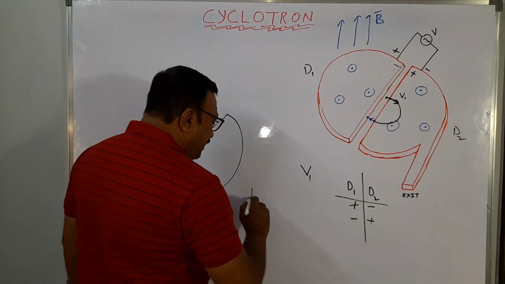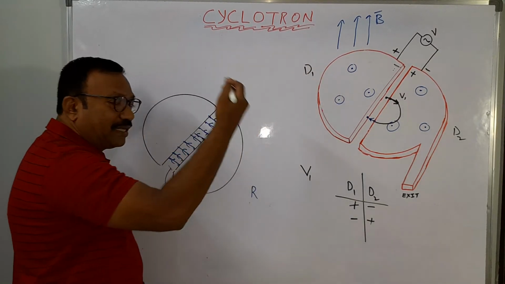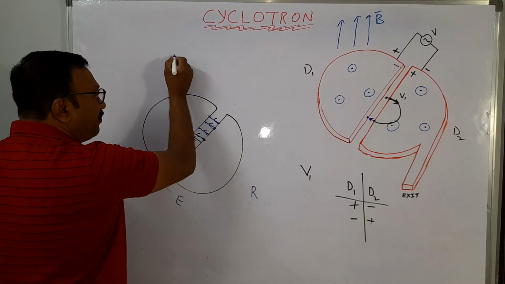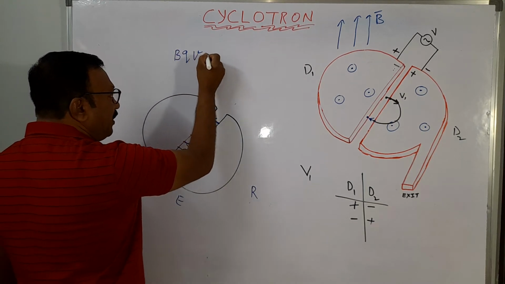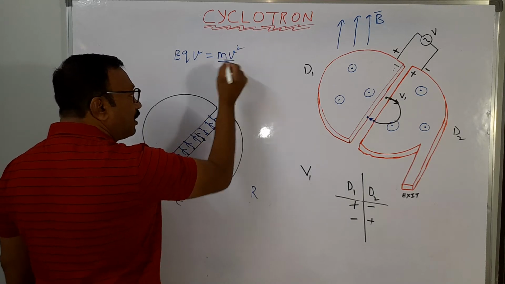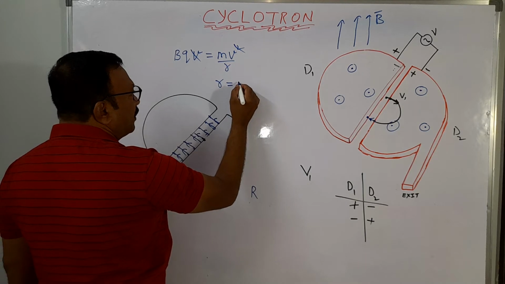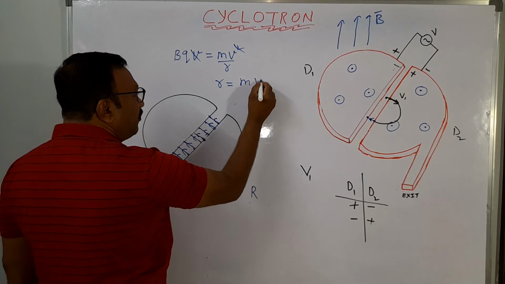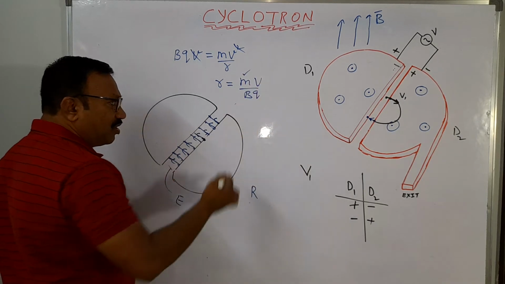Now the radius of the circular motion: when a particle is making circular motion in a magnetic field, the force exerted by the magnetic field is BQV sin 90, which is equal to the centripetal force mv squared by r. So the velocity cancels. The radius of the circular motion is nothing but mv divided by BQ. The mass of the particle is not changing.